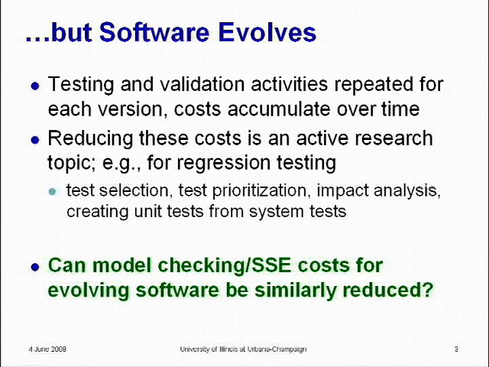Say for regression testing, there are a lot of techniques being developed and explored. In this area, there are things like regression test selection, safe test selection, test prioritization, impact analysis, creating unit tests from system tests, and so on. The main idea is that in regression testing, you run a number of tests across the versions of a program. So instead of running all the tests at once, how can you achieve some savings by running only a subset of them, or reordering them to run in a different way? That's in the domain of testing.